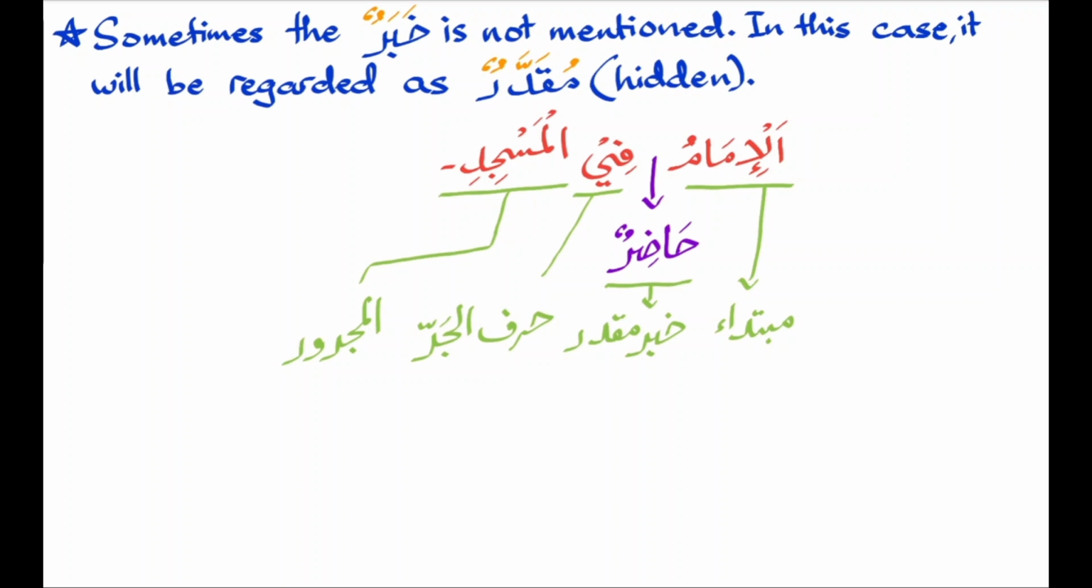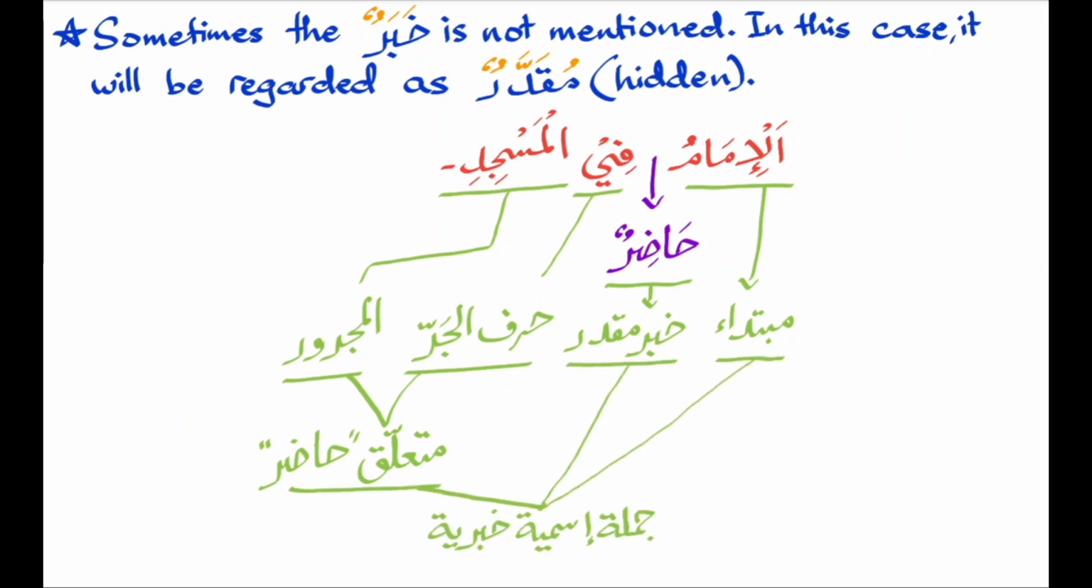Now what you do is you join the harful jar and al-majroor and you make them the muta'alliq, or the connected thing, of hadirun, and you call it muta'alliqu hadirun. And so together, mubtada, the khabar muqaddar, and the muta'alliq of hadir, all three of them become jumlah ismiya khabariya.